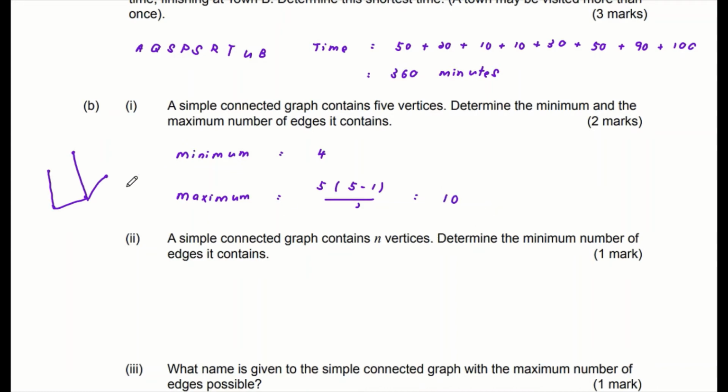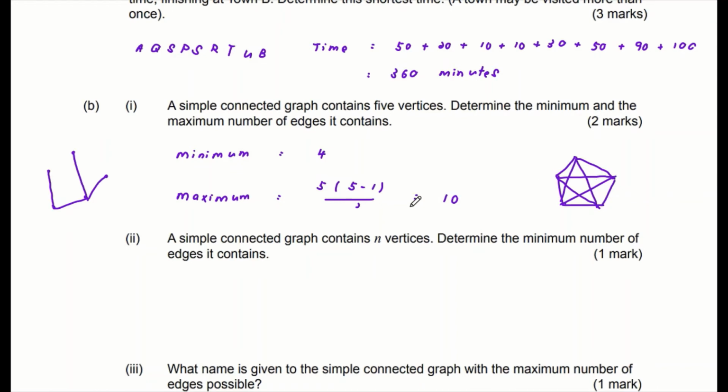Okay, so if you are not sure with that, then you can also try to draw it out. So 1, 2, 3, 4, 5. So the maximum that you have is that everything connects to everything, right? So after you draw this, okay, so here, here, here, then you can try to calculate. So in this case, you are able to get 10 edges as well. So that's the answer for B1.